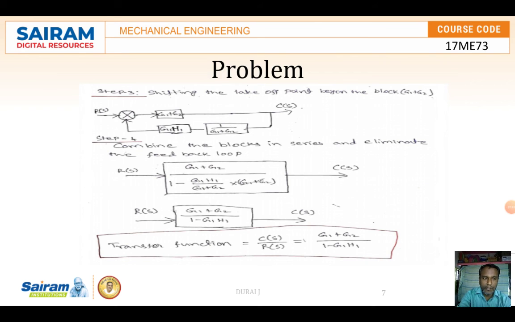Okay, so like this way we are going to solve the block diagrams. Finally, after finding the single block, you write the transfer function: C(s) by R(s) is equal to (G1 plus G2) divided by 1 minus G1 H1. Like this we should write, then only you can get full marks. Okay, so this is about the block diagram problems.